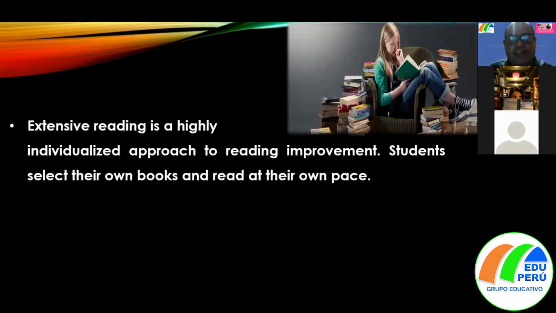Extensive reading is a highly individualized approach to reading improvement. So you read on your own, personally. Notice, students select their own books and read at their own pace. So students are going to read something on their own, select their books, and do it at their own pace, their own speed. All right?